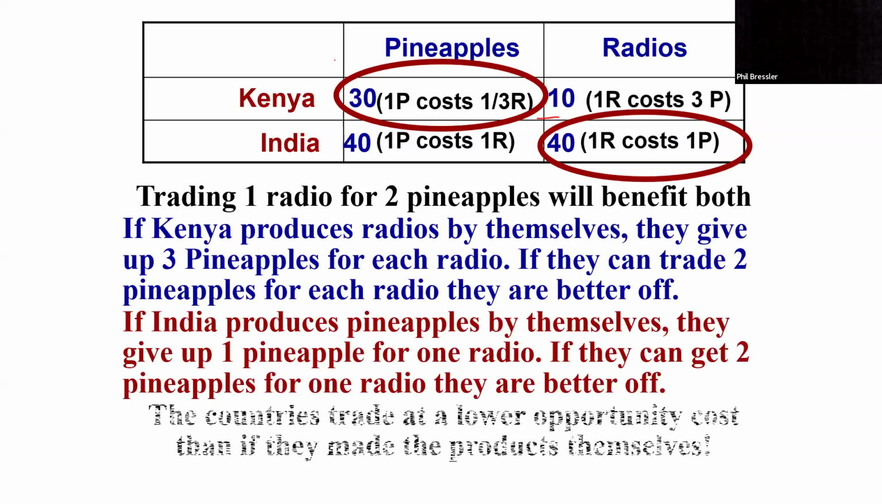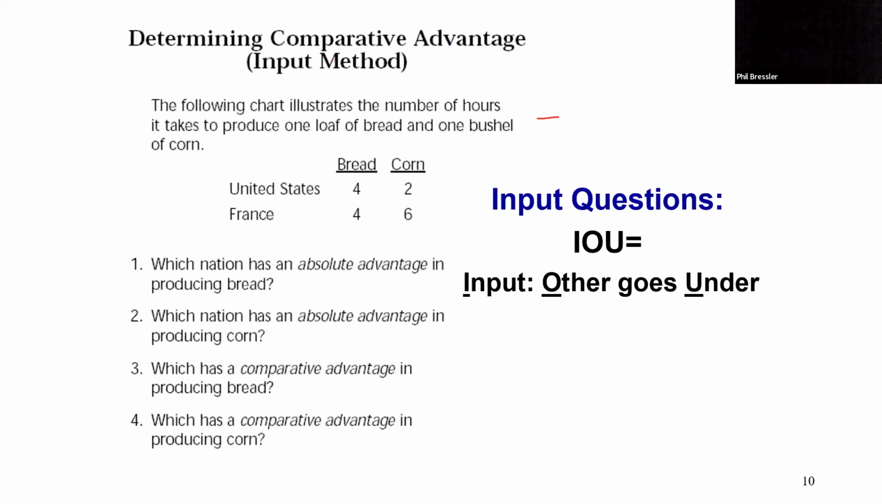We'll get into how the trade in a second. Now, this one here is an input. In the following chart, it's the number of hours. So we're not saying how much bread or corn you could make. It's the number of hours it takes to produce 1 bread and 1 bushel. It's an input. Input is IOU. Input, other goes under.